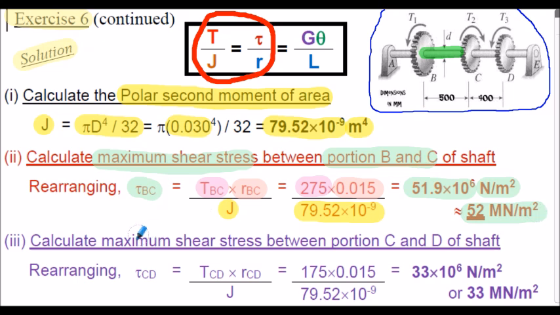If we now consider the maximum torsional shear stress between portion CD of our shaft, so this section here, it is exactly the same approach as for part 2 above. The only thing that's different here is that torque TC is used of 175 Newton meters. So the torsional shear stress between section CD is 33 times 10 to the 6 Newton per meter squared, or of course that's 33 meganewtons per meter squared.